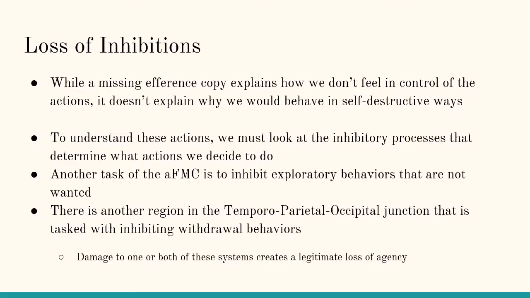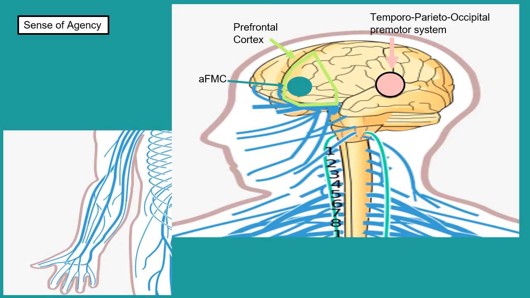So the AFMC also has the role of inhibiting reach and grab, or in other words, exploratory behaviors. There's another system in the temporal-parietal occipital junction that's responsible for inhibiting release or retract, otherwise known as withdrawal behaviors. So let's look at how these two systems can fail and cause problems.